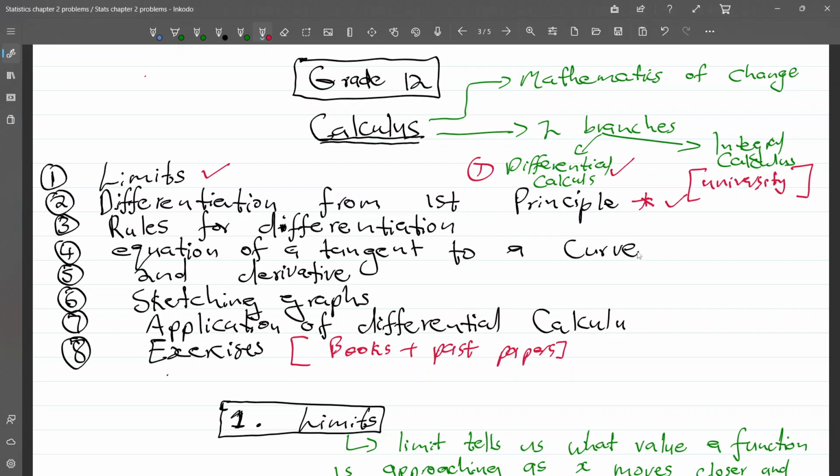Then we have the equation of a tangent to a curve. Remember, guys, in grade 11, you were asked to find the gradient or the slope of 2 points A and B on a straight line. So you need 2 points to find the gradient. But this time around, we'll be dealing with curves. On a curve, from this side your gradient is increasing, if you still remember those things, and from this side it is decreasing. So we'll be dealing with those kinds of things.